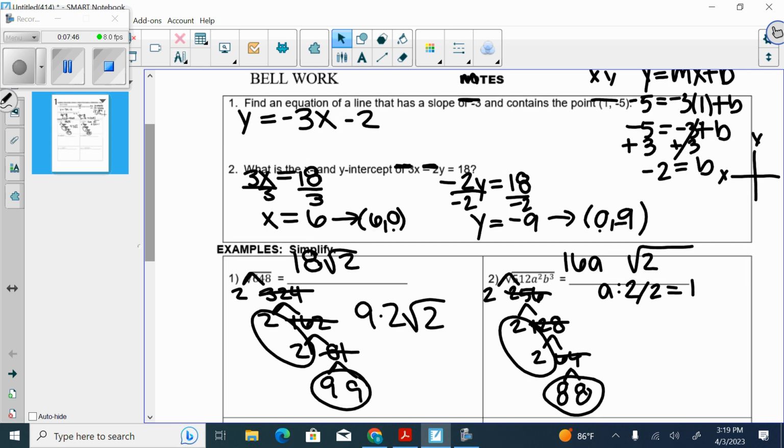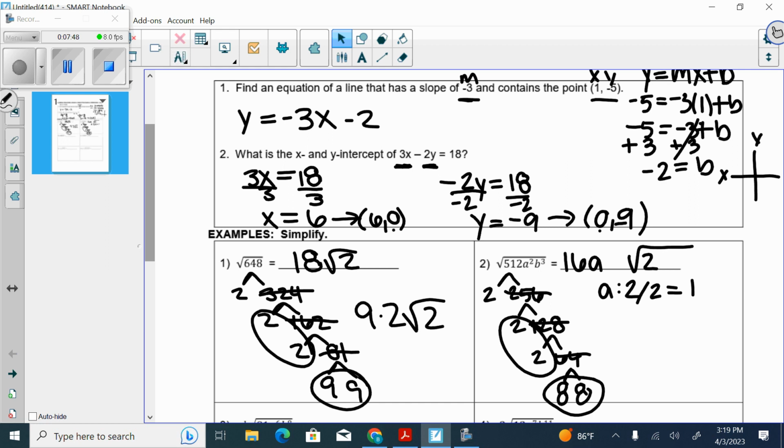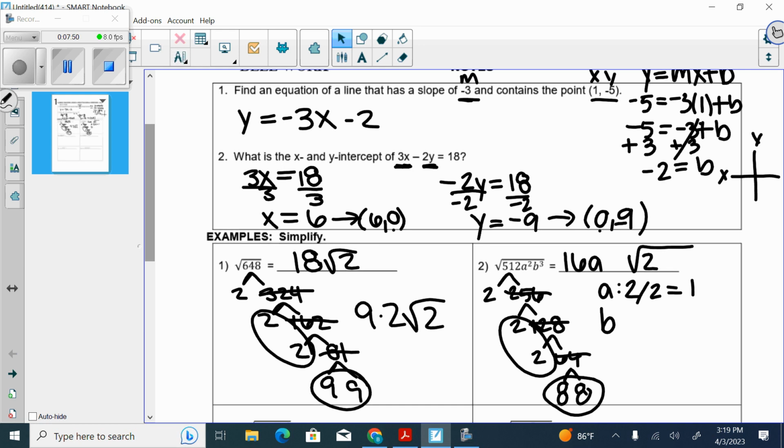For B, what is my exponent for B? 3. Even or odd? Odd, so minus 1. And then what? Then divide.